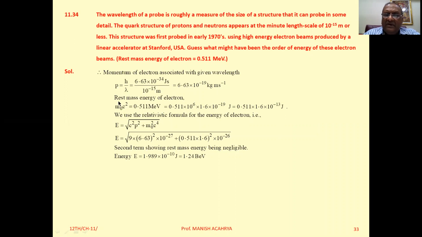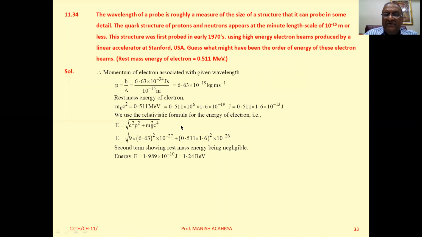Now rest mass energy of electron, as per the equation E equal to mc square, we can write m0 c square, and that is 0.511 MeV, that is given to you. So 0.511 into 10 raised to 6 into 1.6 into 10 raised to minus 19, this much joule.